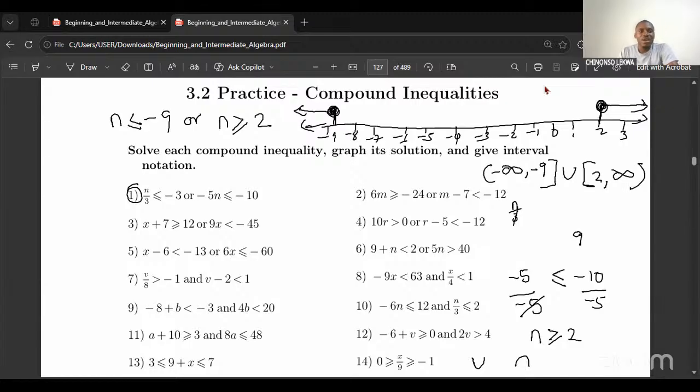This is where we have or, and so the other type is when we have and, where we must have a common overlap, or where the two intervals overlap.